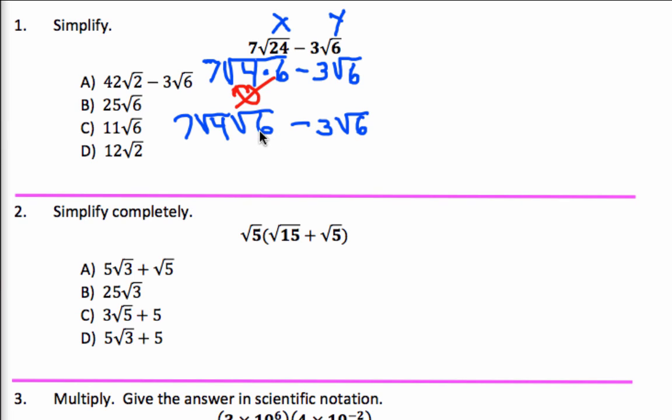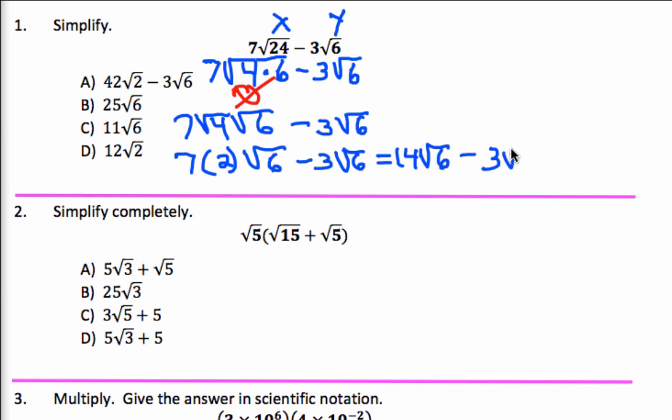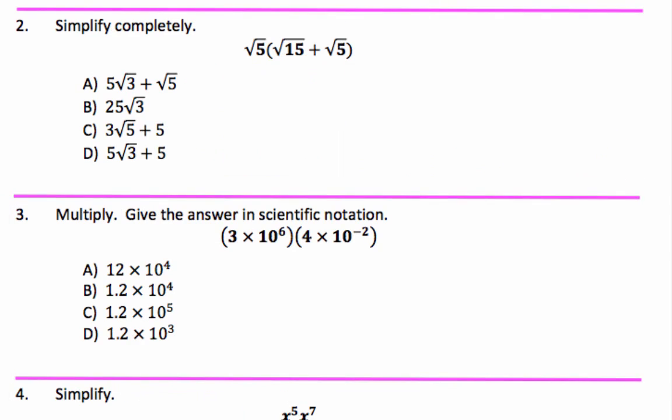Now we see that the square root of 4, since the 4 is a square, the square root of 4 is 2. So one of these square roots goes away. So we have 7 times 2 times the square root of 6 minus 3 square roots of 6. And we see now that the radicands are going to wind up being the same, because 7 times 2 is 14, and we have 14 square roots of 6 minus 3 square roots of 6, and the final answer is 11 times the square root of 6.